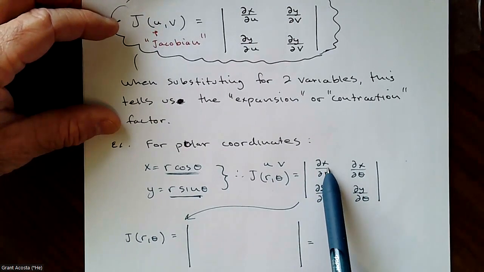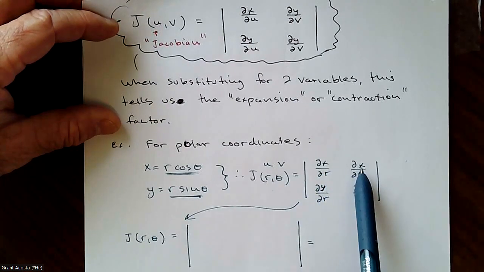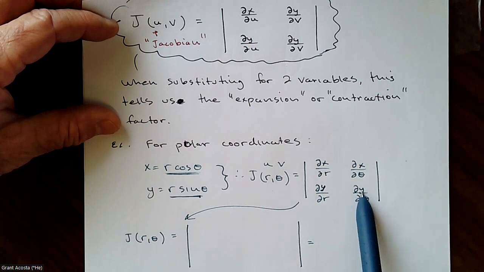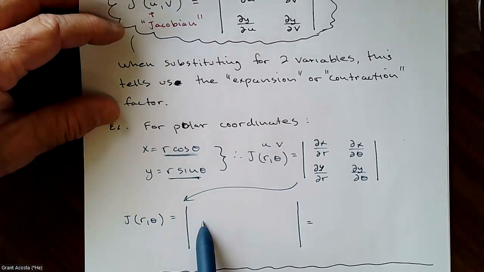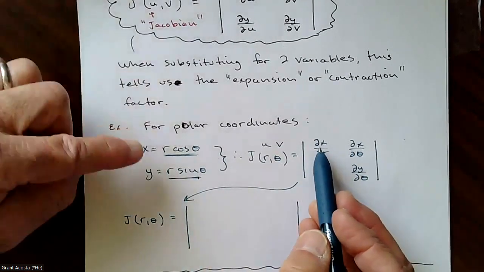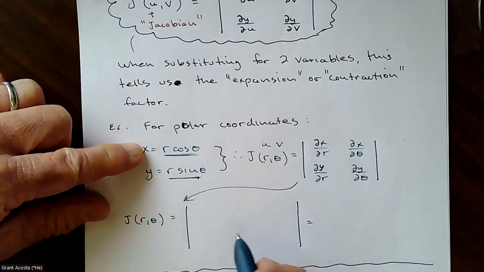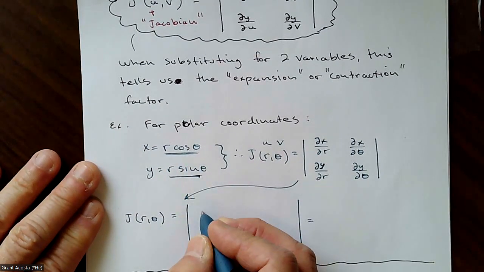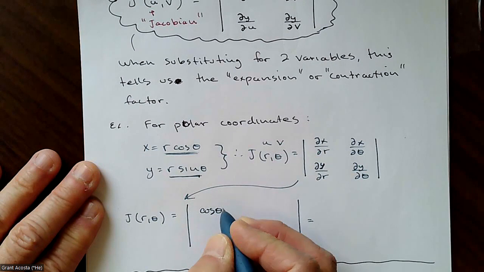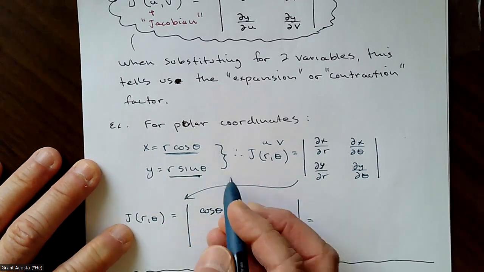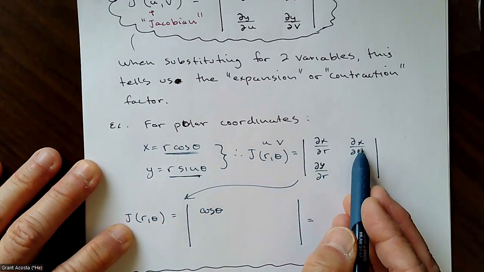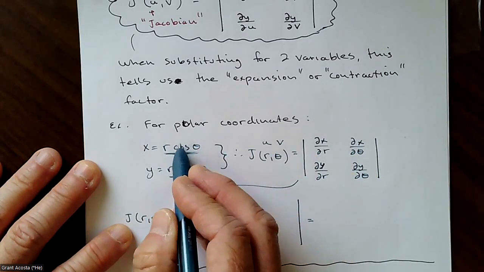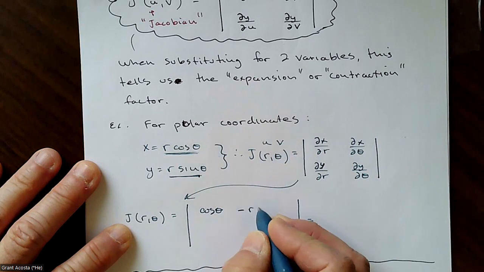So then my Jacobian matrix would be the partial of X with respect to R, partial of X with respect to theta, and then the partial of Y with respect to R and with respect to theta. So let's find those. The partial of X with respect to R, treating theta as a constant, is just going to be cosine of theta because that's a constant. The derivative of R is 1. The partial of R cosine theta with respect to theta, treating R as a constant, is going to be R, and then this will be negative sine theta, so negative R sine theta.